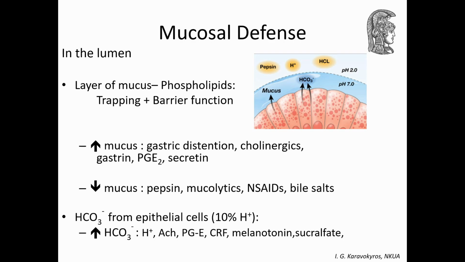The thickness of the mucus layer, and accordingly its defensive capability, increases when the stomach is distended or under the influence of cholinergic agents, gastrin, prostaglandins, and secretin. In contrast, pepsin, mucolytics, and nonsteroidal anti-inflammatory drugs have mucolytic properties, while bile salts bind phospholipids.